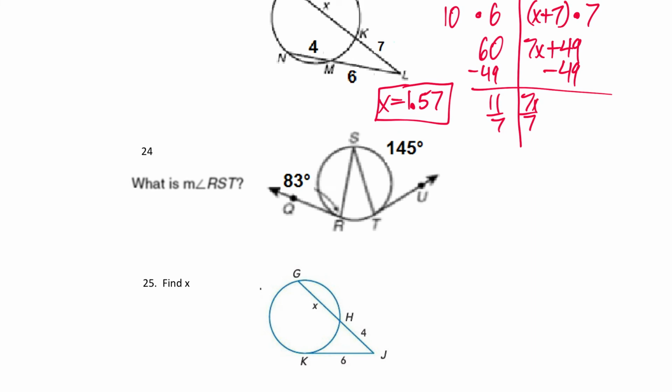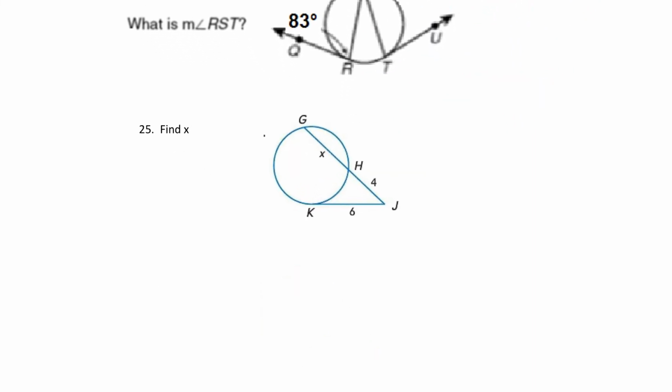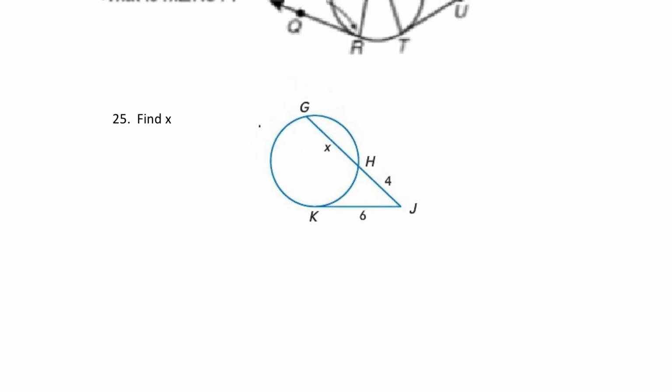Okay, number 24 is pretty much the same thing as 21 and a combination of a couple things. We're going to run out of time, so I'm just going to keep moving here. If we have time, we'll come back. But okay, on number 25.